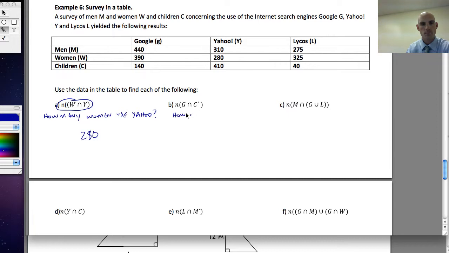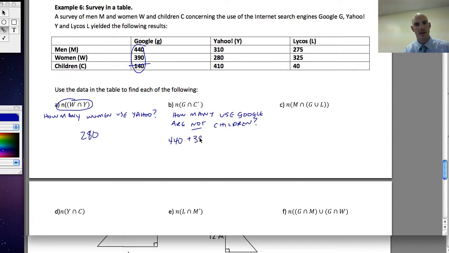How many use Google? And then I've got this C prime. So that means how many are not children? So outside the set of children, how many use Google are not children? Well, I go to Google because these are the only things that I'm concerned about, and I get rid of the children because I'm not counting those. Well, it'd be 440 plus 390, which gives me a total of 830. So you see how this works.